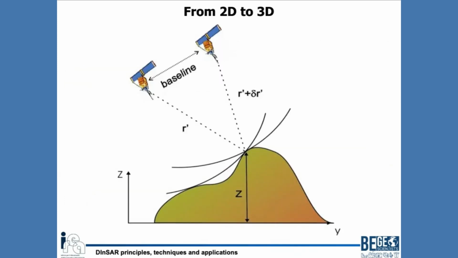To solve this ambiguity of a radar acquisition, we need to move from one acquisition to a couple of acquisitions. With two acquisitions with a specific baseline, so a distance between the two acquisitions, we are able to detect also the height of a pixel on the ground, as you can see in this pictorial slide.